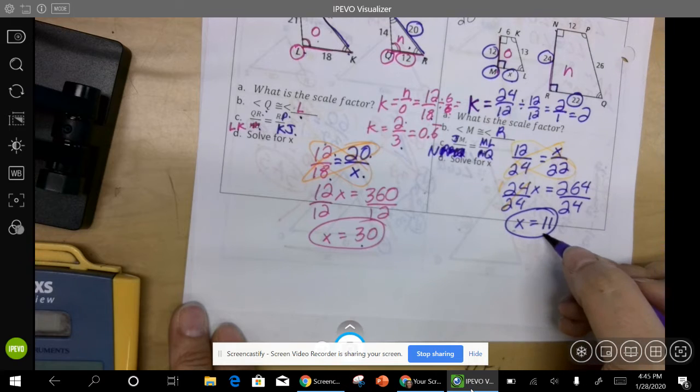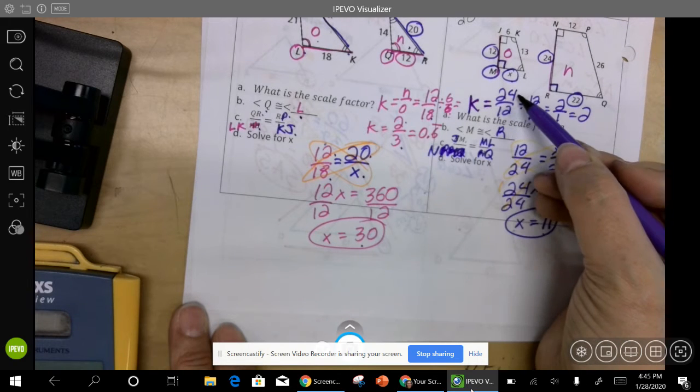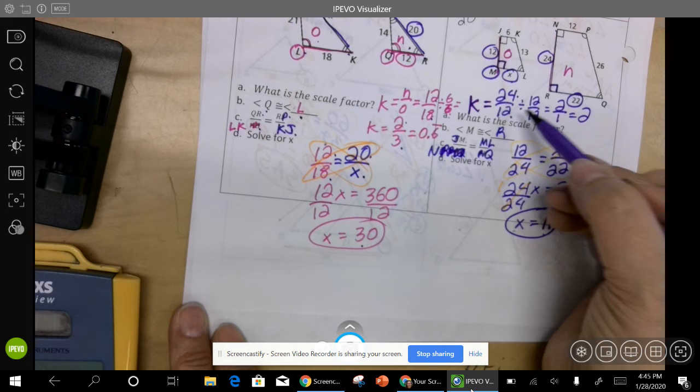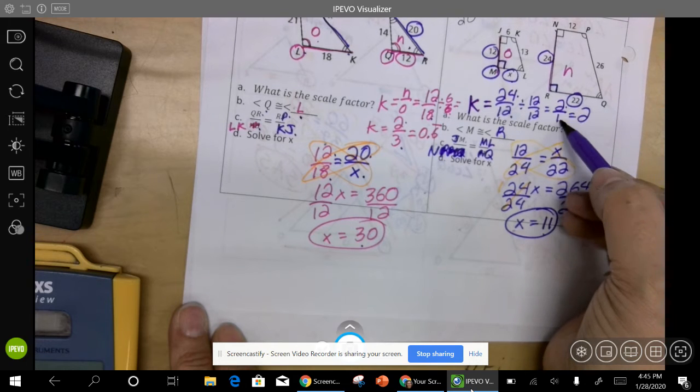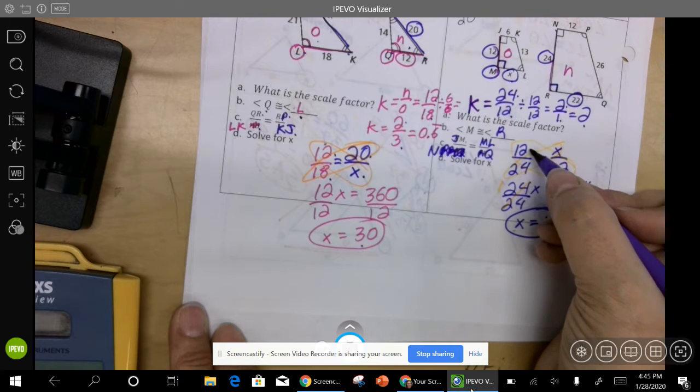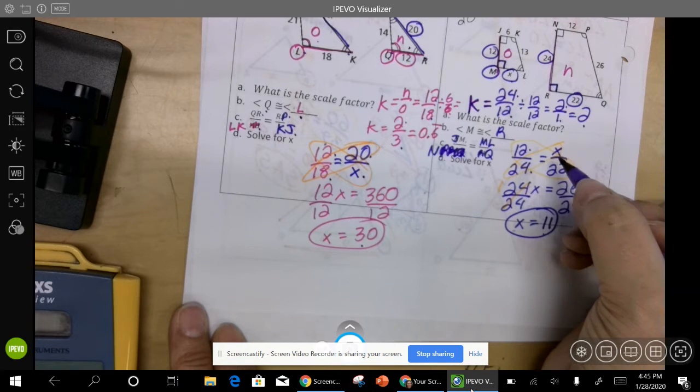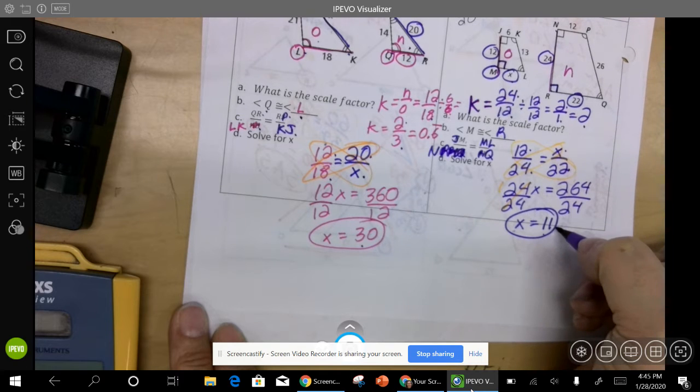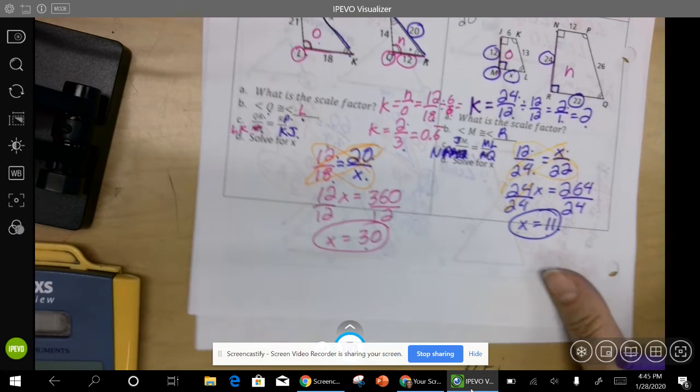Okay, and then for this one, scale factor, so I'm going to put 24 over 12, which simplifies to 2 over 1, which is 2. Okay, so then we're going to set it up again. So 12 over 24 is equal to X over 22. Cross multiply and divide, and I get X is 11.